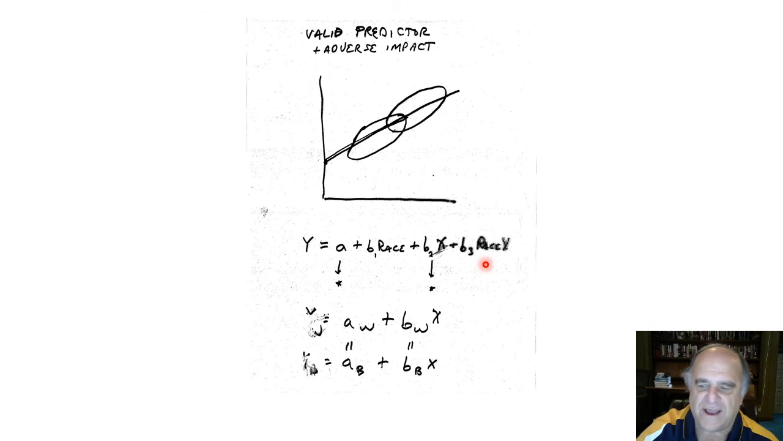Now, you could also do this by calculating the separate regressions and then testing using a t-test to see if these beta weights and the constants were equal or not equal. But of course, it's much more efficient to run this using a moderated regression, like right here.